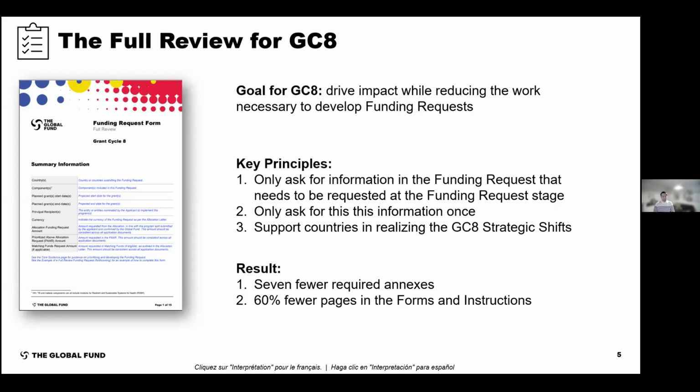So as I mentioned in the session just a few weeks ago on applying for core and high impact using the full review, we approached the development of requirements for the full review for Grant Cycle 8 with the principles of only asking for information when we need it and ideally only asking for it once. For the forms, we had a 60% reduction in pages. And we hope today, as we go through the different annexes that are required, that you can see that there is a bit less work required for these than there was in Grant Cycle 7.